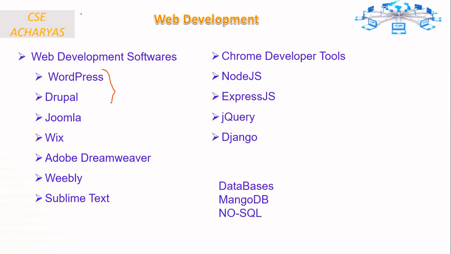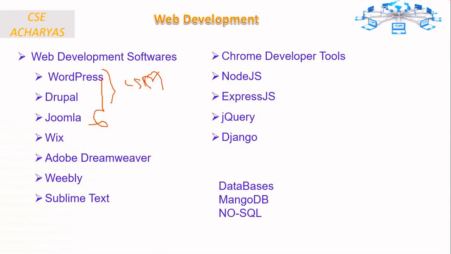Let me see the first three: WordPress, Drupal, Joomla. These three are used for creating web content. That means for creating any content in a web page, we use these three software. These are meant for content management system. We use these for a content management system.